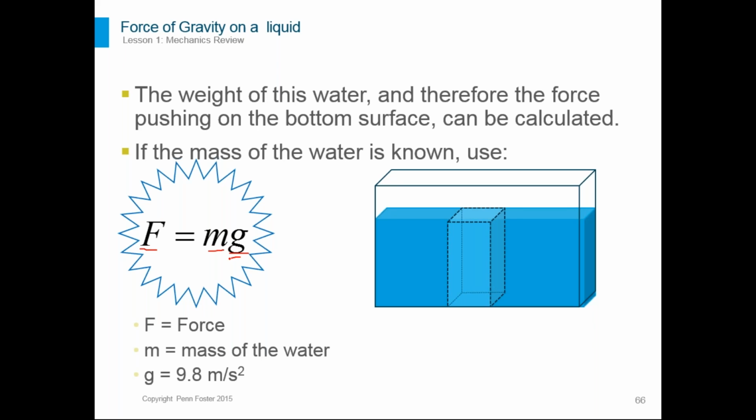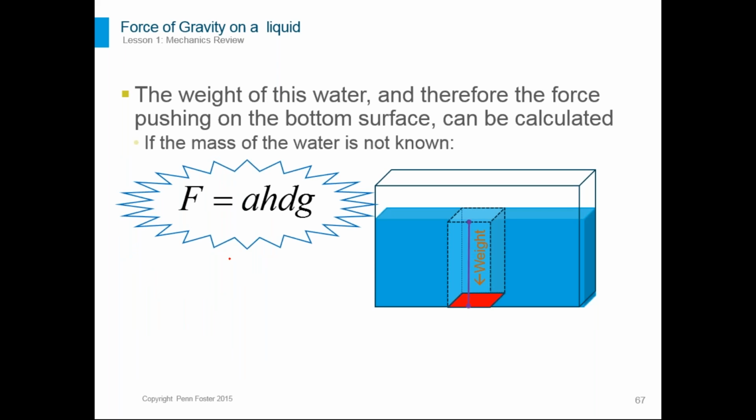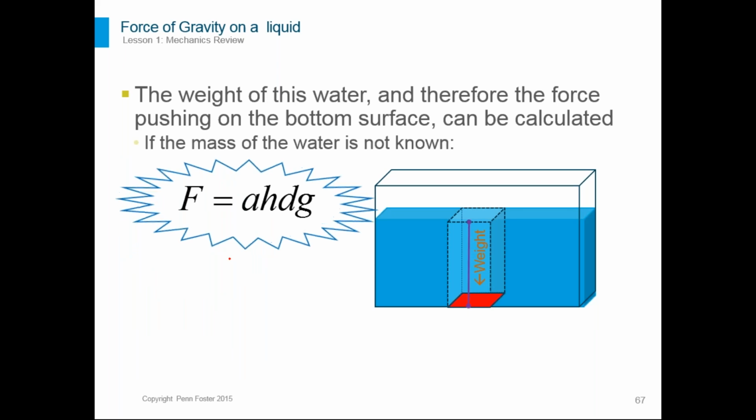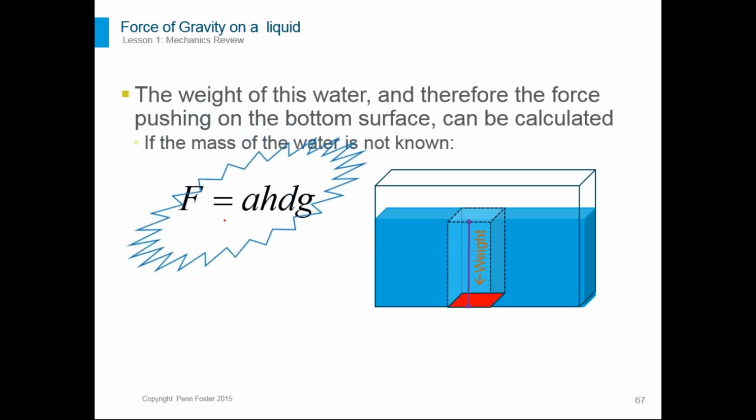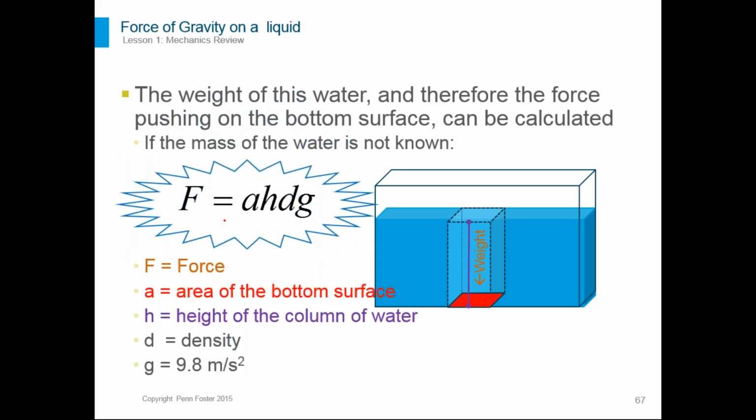Now, the other way to do this is if it doesn't tell you the mass. So if you're trying to find the weight of the water, but you don't know the mass, there's this other formula you can use, which is force is area times height times density times gravity. So area is just this bottom surface area that's colored red here. The height was literally just measuring the height of the column of water. So from the bottom all the way up to the surface, you measure the height. Density is how much water is in a certain volume. We're going to talk about density on the next slide. And then g is always 9.8. So you just multiply those four numbers together, and that tells you the force of gravity, or the force with which the water pushes down on the bottom.